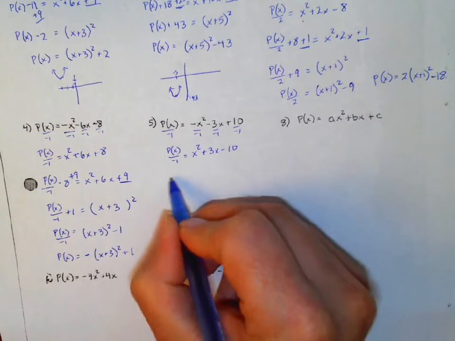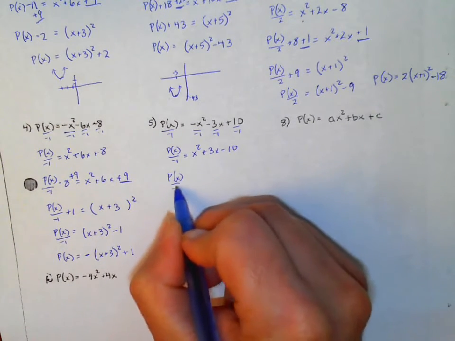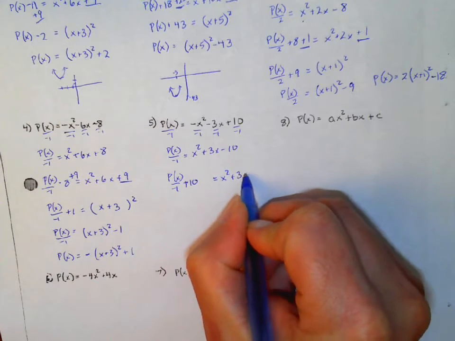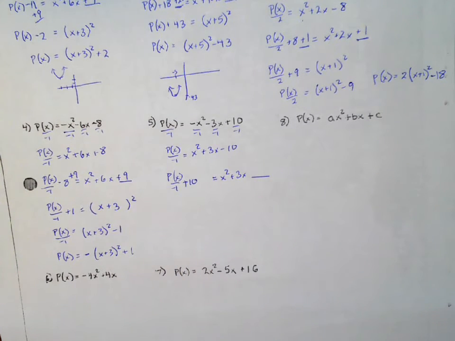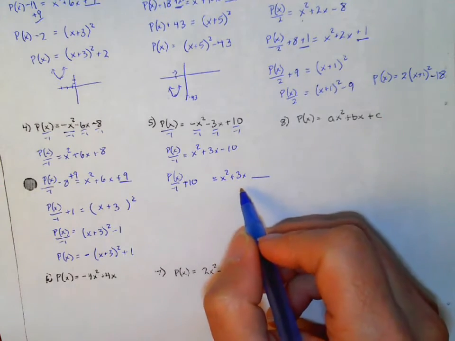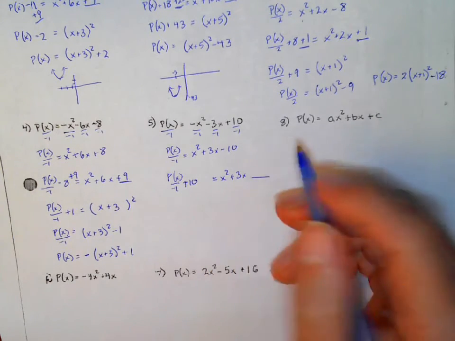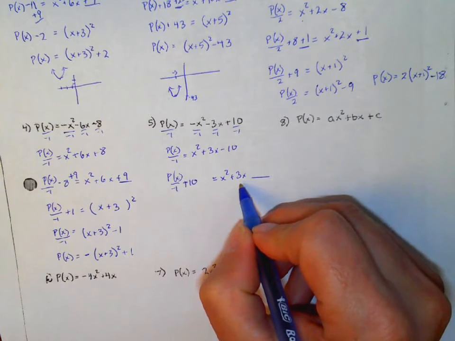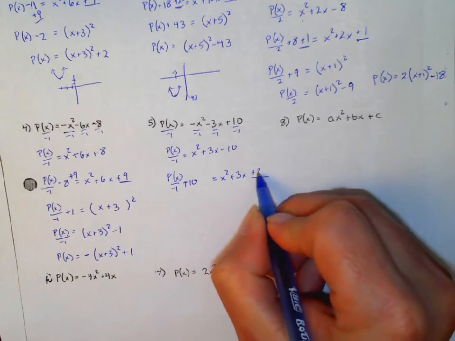Okay. So the first thing I'm going to do is take that 10 over. So plus 10. Now this one's a little bit different because you'll notice half of 3 is 1.5, so we're going to deal with some fractions here, or decimals. Either way is okay, fraction or decimals. Half of 3 is 1.5. 1.5 squared is 2.25.